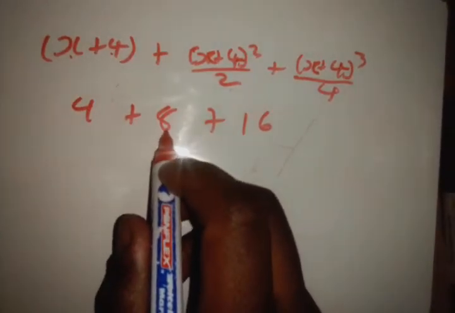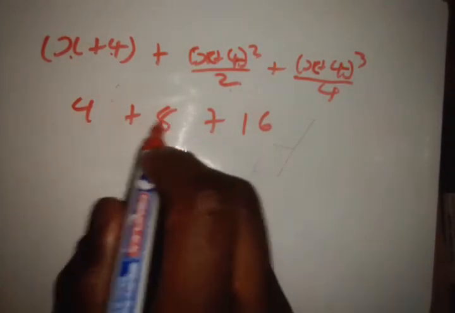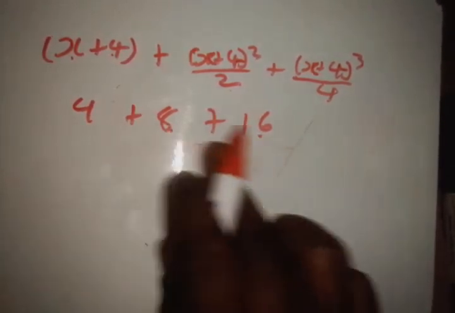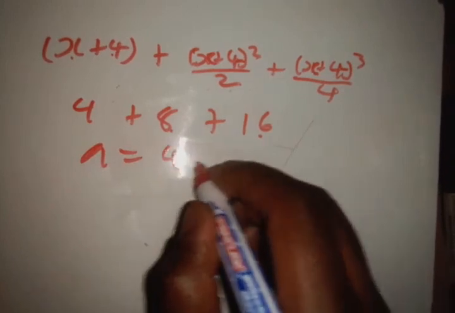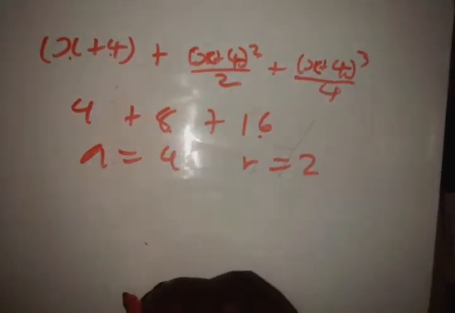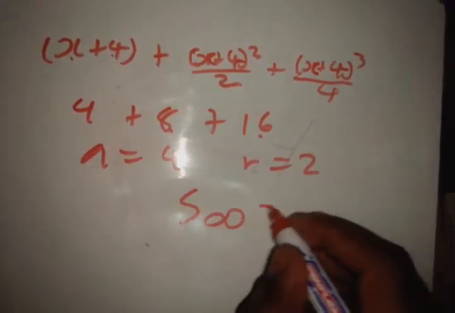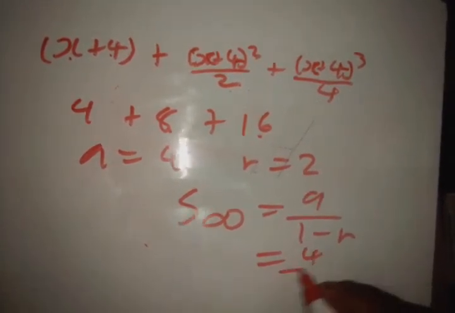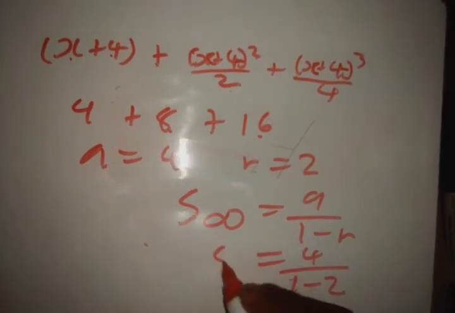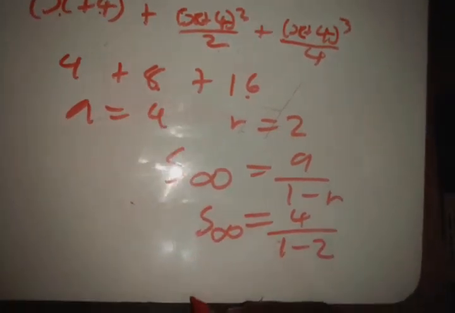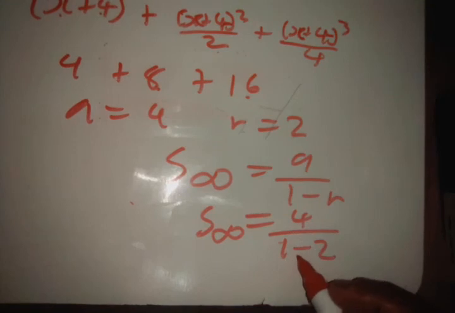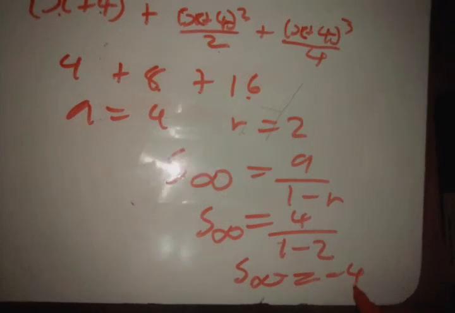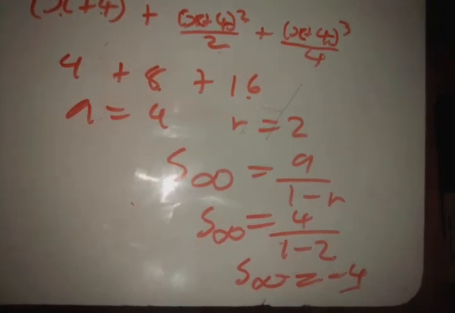And of course, our common ratio is going to be 8 divided by 4, which is 2, 16 divided by 8, which is 2. So our common ratio is 2. So a is equal to 4 and r is equal to 2. So the sum to infinity is a over 1 minus r, so which is a, which was 4, over 1 minus 2. So here 4 over 1 minus 2, so that's going to be -4. So that's our sum to infinity.